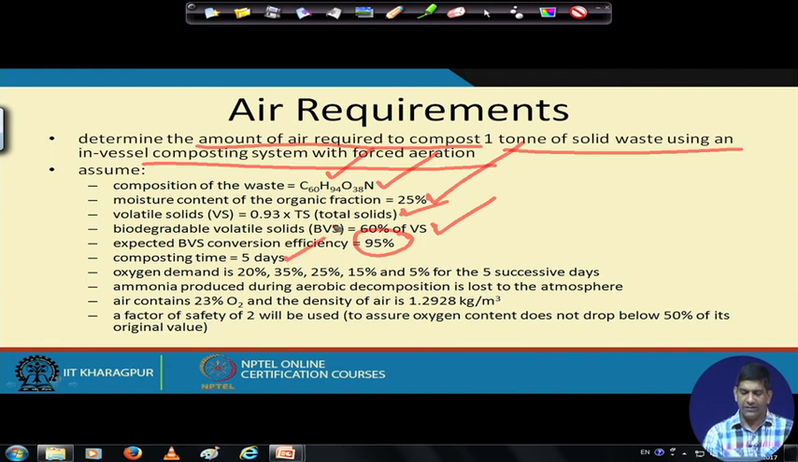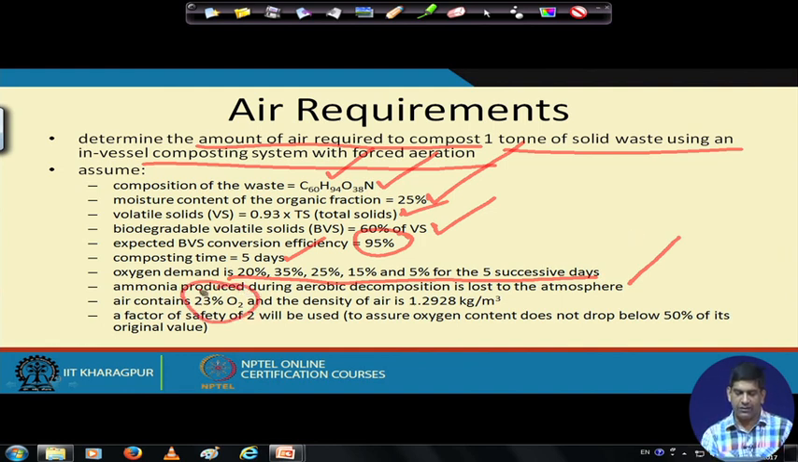Composting time of 5 days is given. Oxygen demand is given, like how the oxygen that is required is distributed over 5 days. So first day 20%, second day is the highest, which is 35%. Then ammonia: we are assuming that ammonia produced during the aerobic decomposition is lost to the atmosphere.